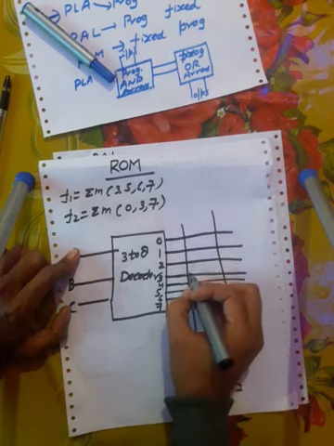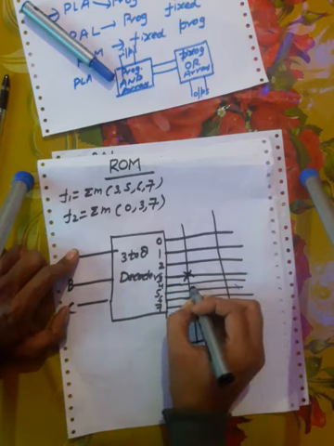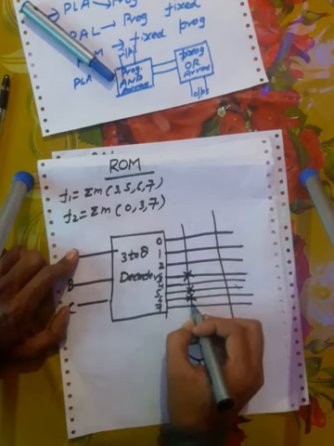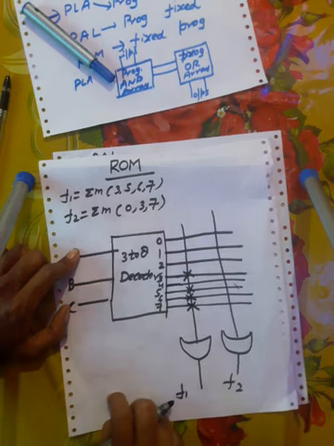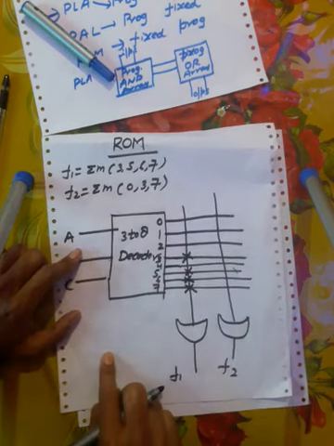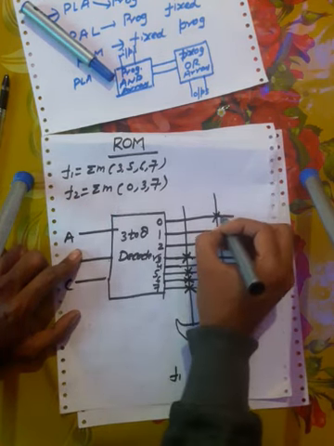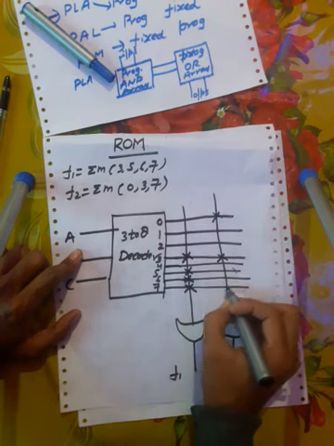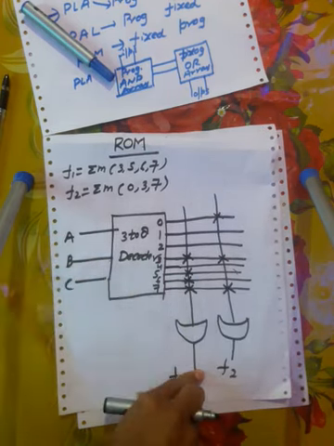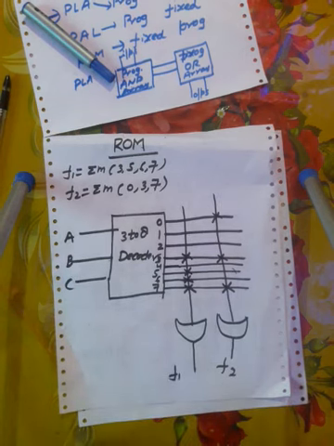F1 takes 3, 5, 6 and 7. F2 is sigma m 0, 3, 7. In this way you can implement any Boolean function by using ROM, by using PLA, by using PAL. You can practice for a full adder, full subtractor, or any other function.